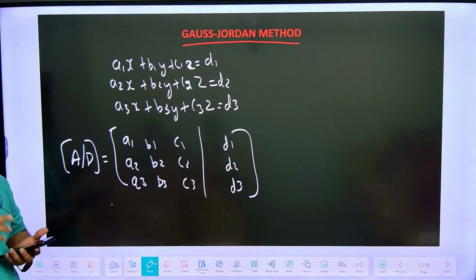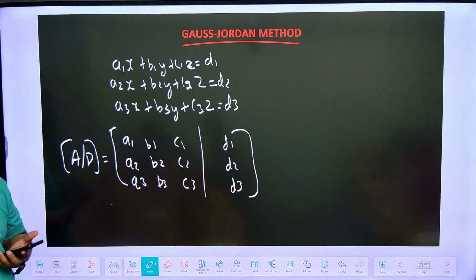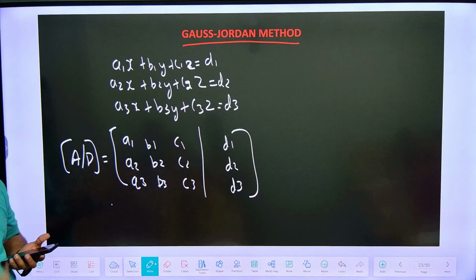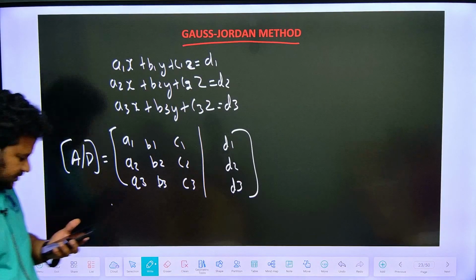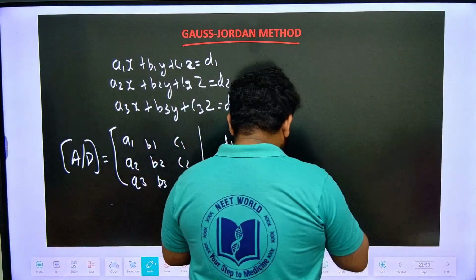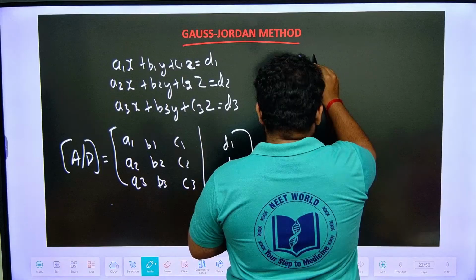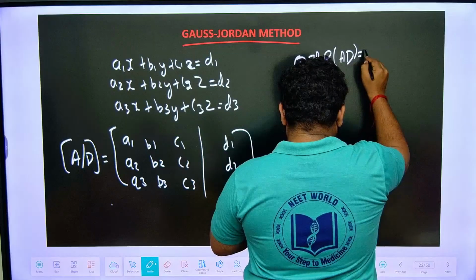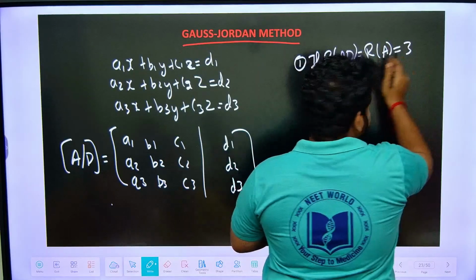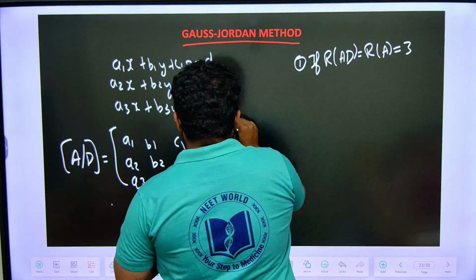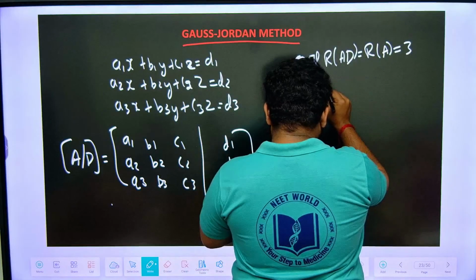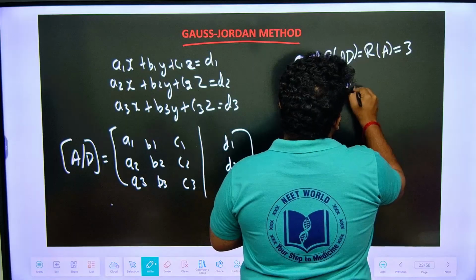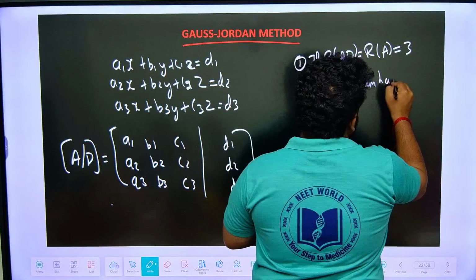So this is the rank of not just A, but of AD. If they ask, it is nothing but the rank of A only they are asking. It is 3 cross 3. Assuming the determinant is not equal to 0, the rank will be equal to 3. First, certain properties are important, please write down. If rank of AD is equal to rank of A is equal to 3, that is, it is a 3 cross 3 matrix, then the system has a unique solution.